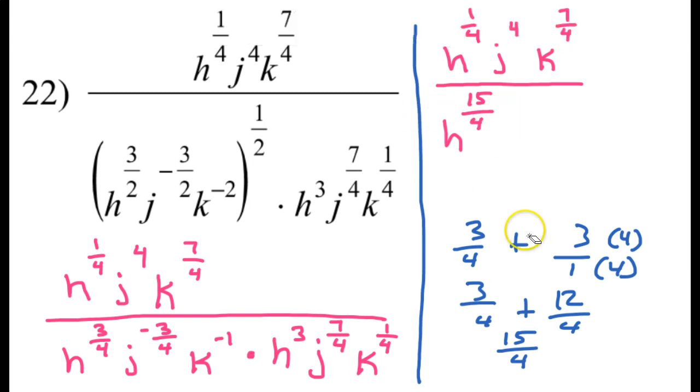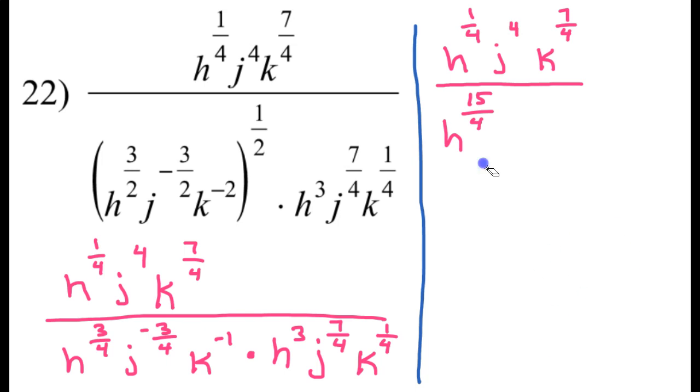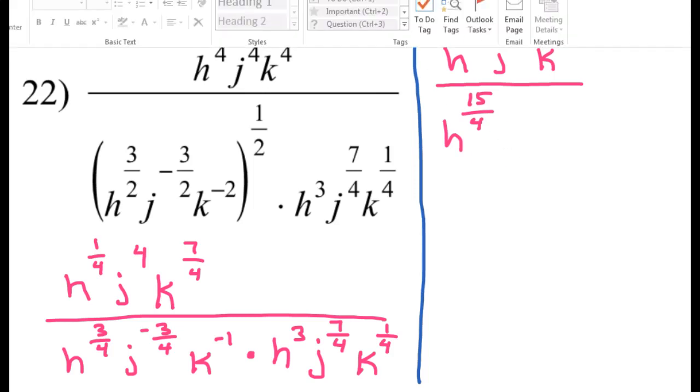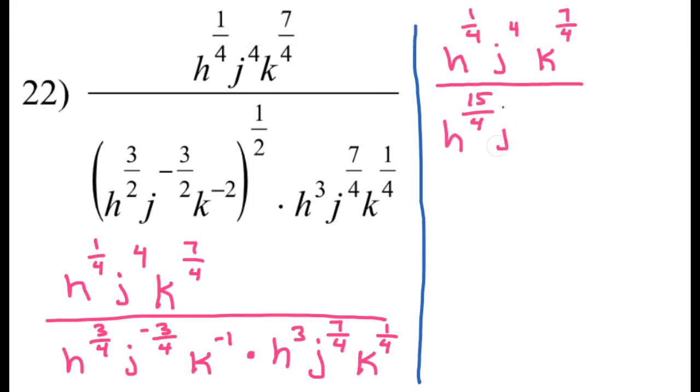Alright, let's do something similar for the j's. Okay, for the j's, you know what, the j's already have like denominators. So negative 3/4 plus 7/4. Isn't that 4/4? Which is just 1. So this is just going to be j. I meant that to be red. Alright, that's just going to be j.